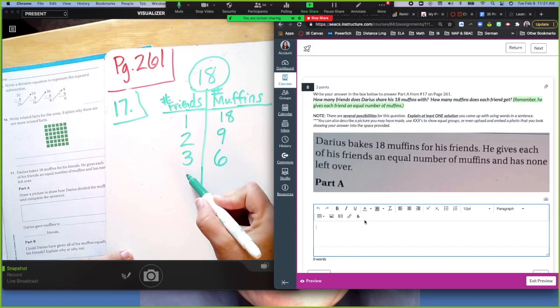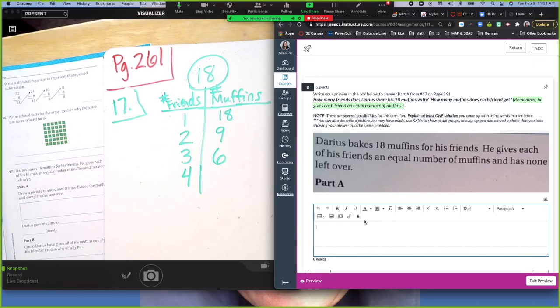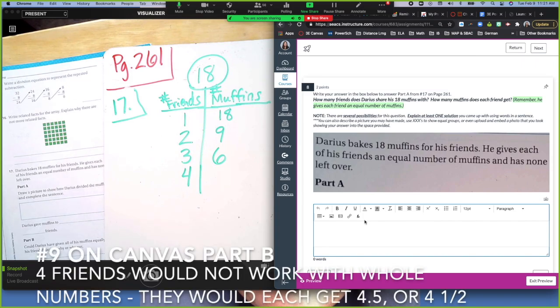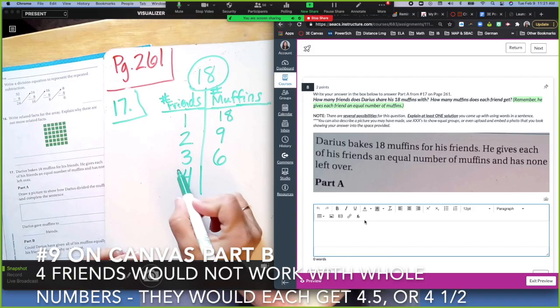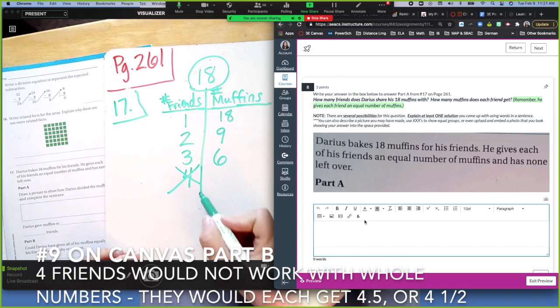What if he had 4 friends? This is the part B. Could he divide those muffins evenly between 4 friends? Doesn't work. Because you could give each one 6 muffins, 6, 12, 18, and you run out. If you gave him 5, 10, 15, 20, you don't have enough muffins. So you can't give them 4, right?